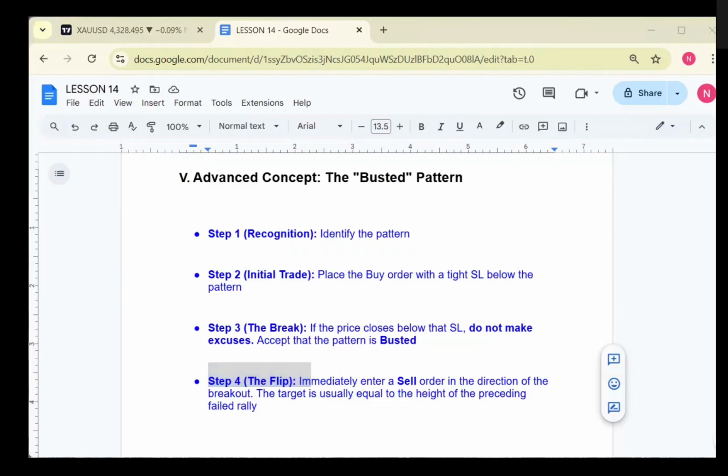Don't fall in love with the pattern. If it works, we take the profit. If it's busted, we switch the sides and take profit from those who are stuck in the wrong direction. So that's the key takeaway for my VAB members in today's lesson: don't fall in love with the pattern.